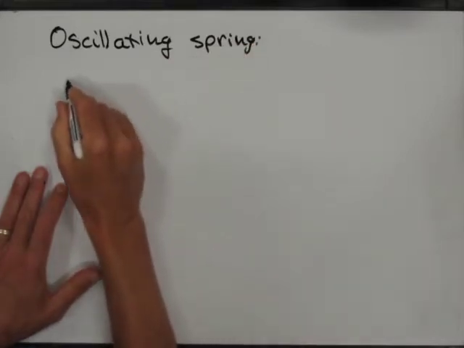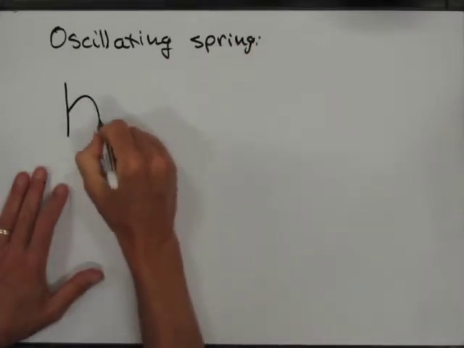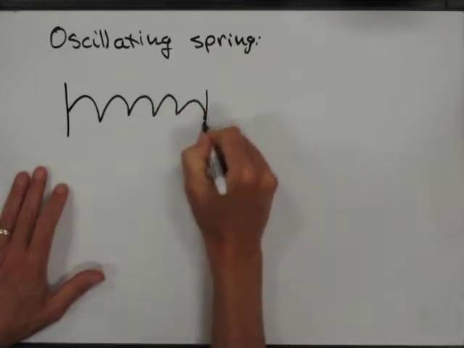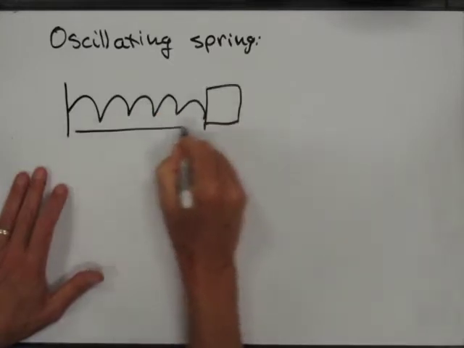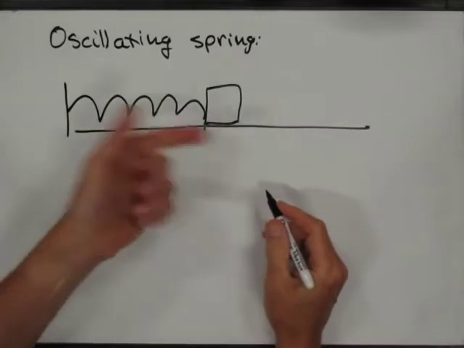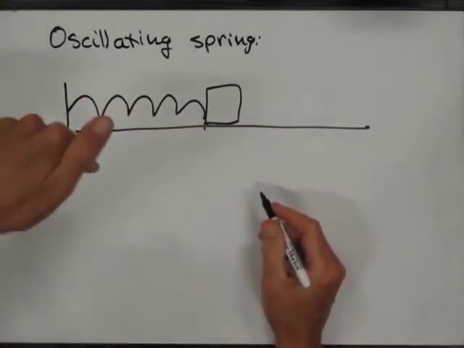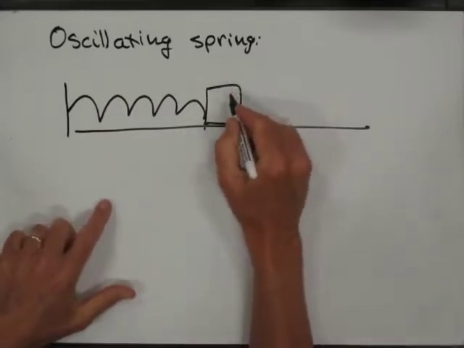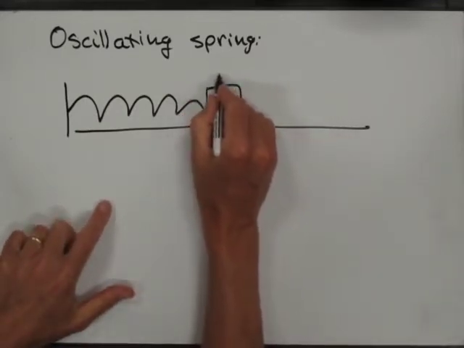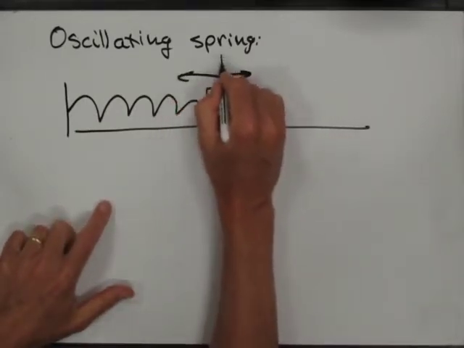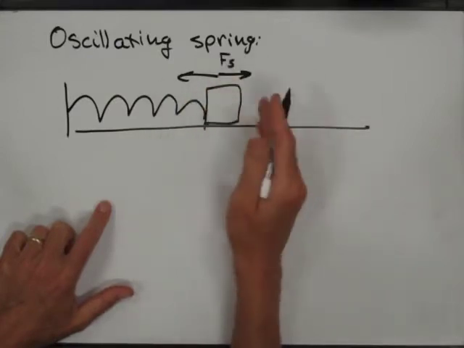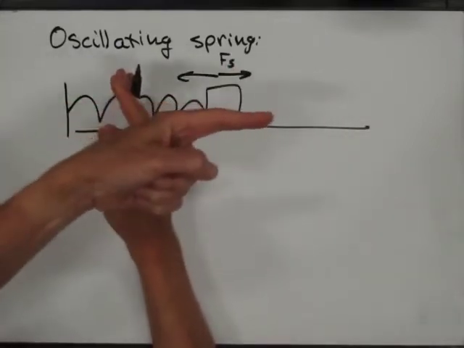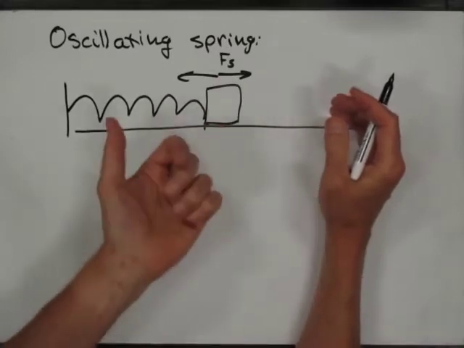So for an oscillating spring, you've got a mass on a spring. We'll do it horizontally, just for the sake of this discussion, so it doesn't get too complicated. That way we can ignore the effect of gravity. If we do it vertically, then gravity is acting too. But here, the spring is pulling this way. The force due to the spring is either this way or this way. If I compress it, the spring pushes out. If I stretch it, the spring pulls back in.